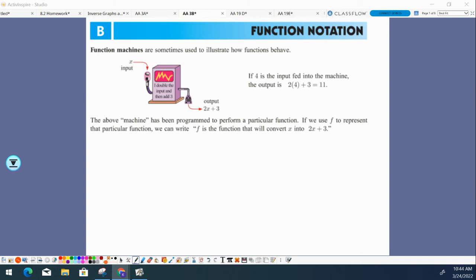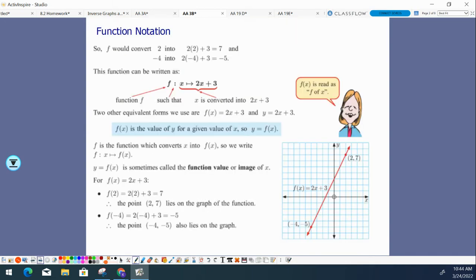3B should be pretty familiar. It's pretty much all about algebra, just reviewing some of the algebra concepts about function notation. I kind of think this little machine is funny. It looks like a gas tank, but you're plugging x into the function, it does its thing and spits out the output. Nothing really for you to worry too much about.